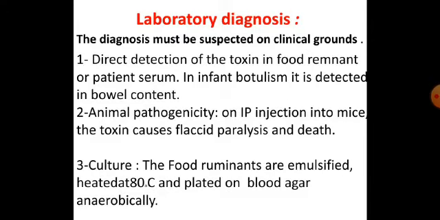Laboratory diagnosis is also suspected on clinical grounds. Direct detection of the toxin in the food remnants or in the patient's serum: intraperitoneal injection into an animal results in flaccid paralysis and death. The food remnants can be emulsified and heated at 80 degrees centigrade, and the extract is plated out on blood agar anaerobically to detect the Clostridium botulinum bacilli.